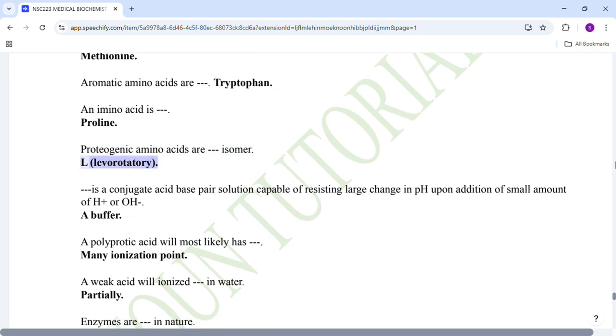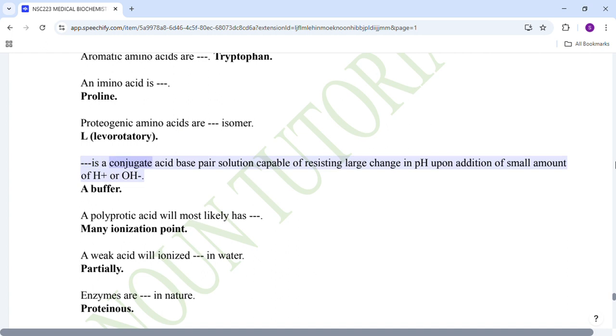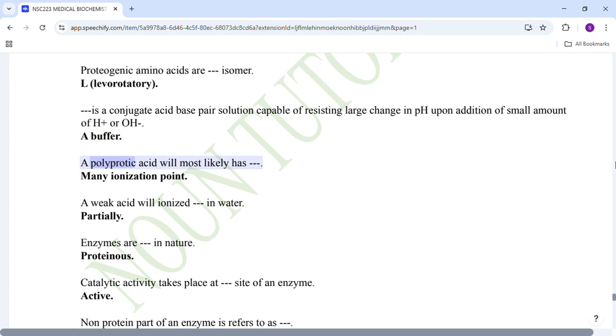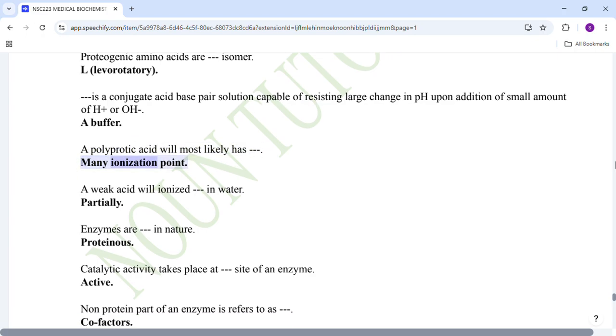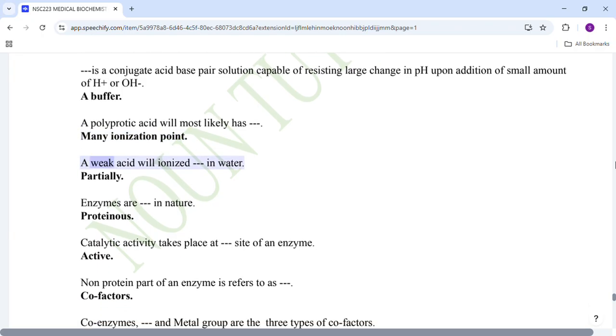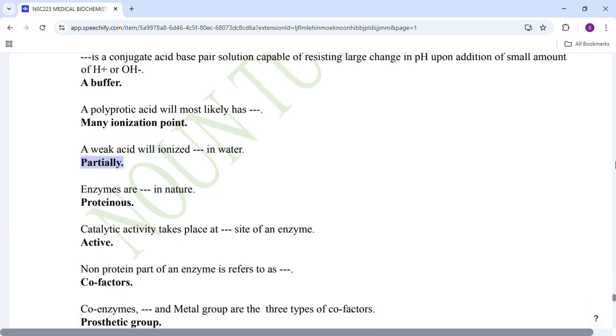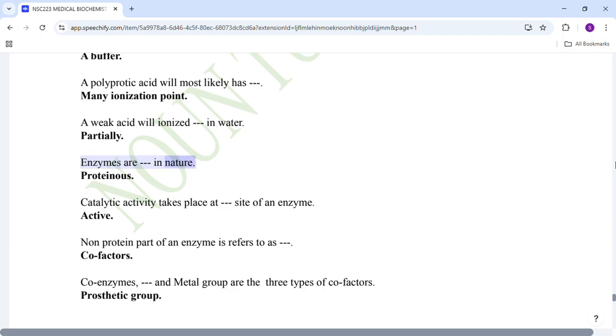Levorotatory. A conjugate acid-base pair solution capable of resisting large change in pH upon addition of a small amount of H+ or OH- is a buffer. A polyprotic acid will most likely have many ionization points. A weak acid will ionize partially in water. Enzymes are proteinous in nature.